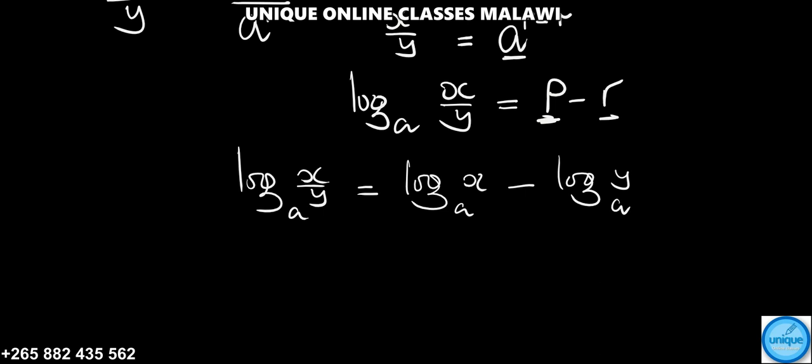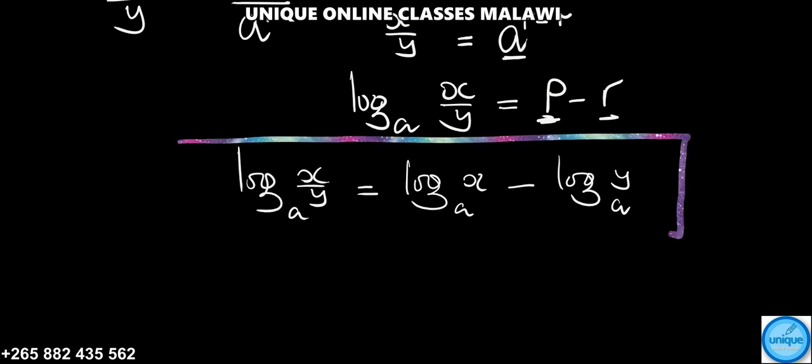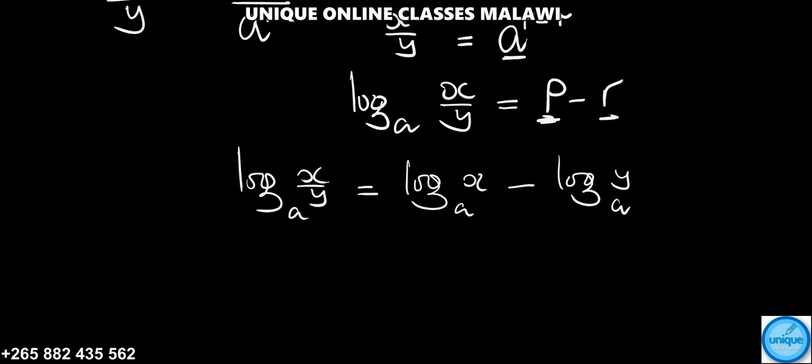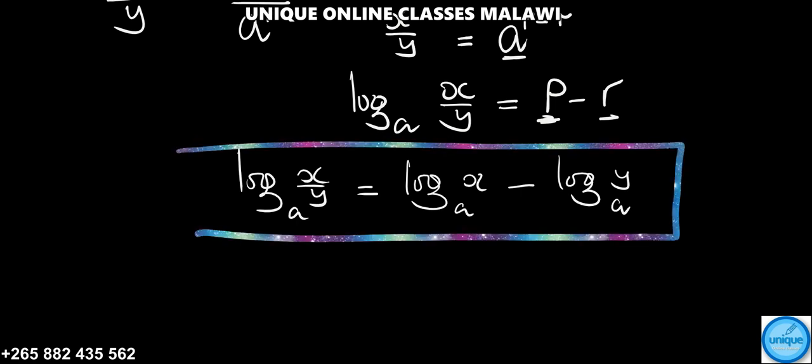So we have derived another law of logarithms. This is rule number 2: if you are dividing in a log, we just subtract. Let's have an example.